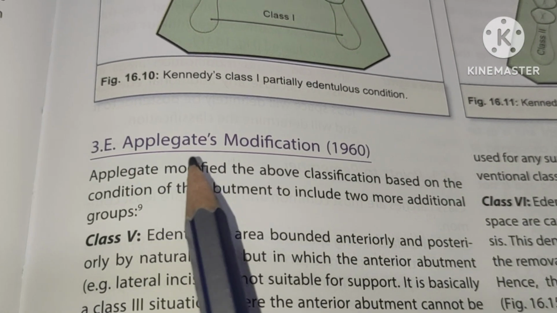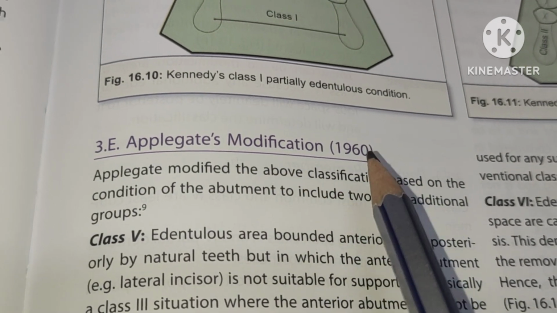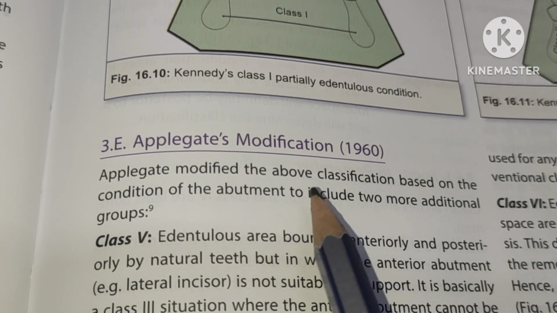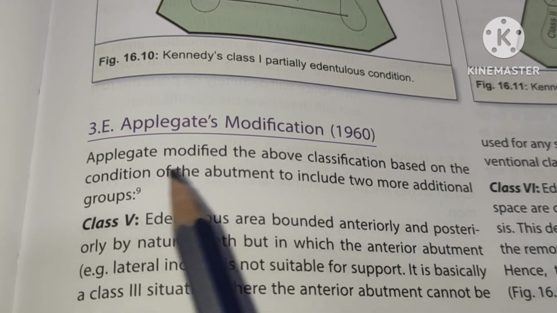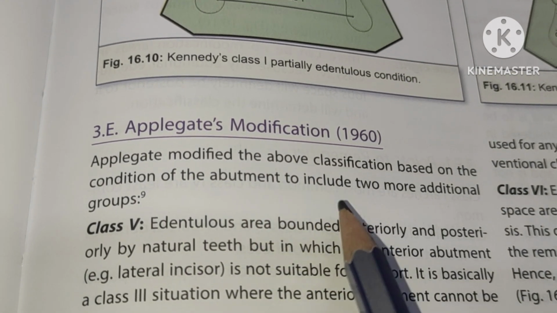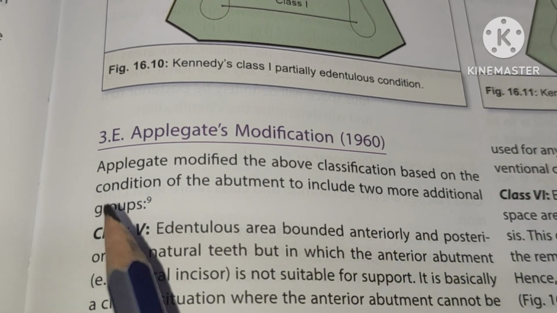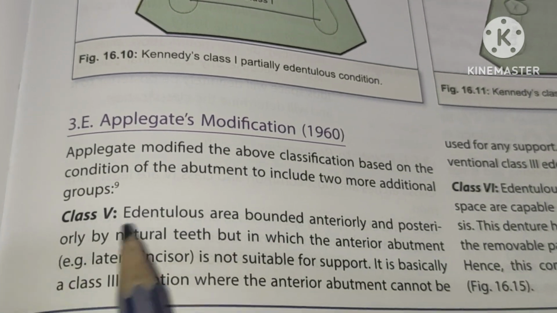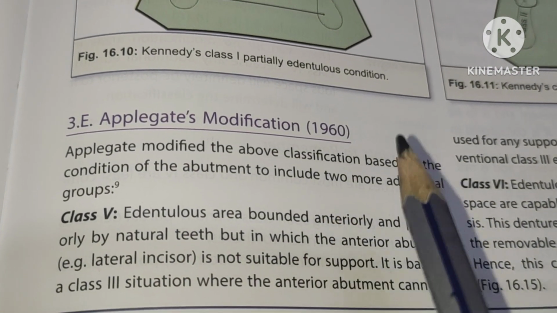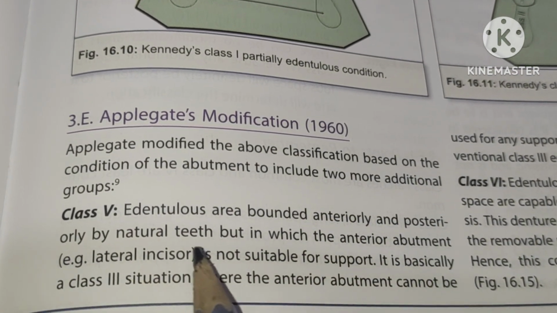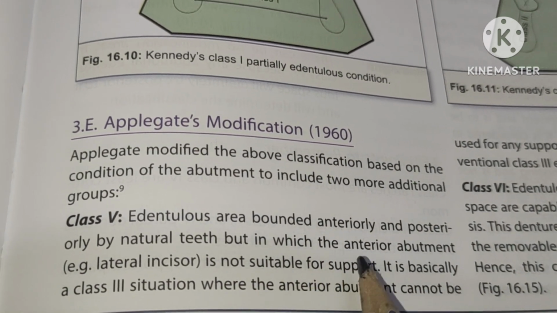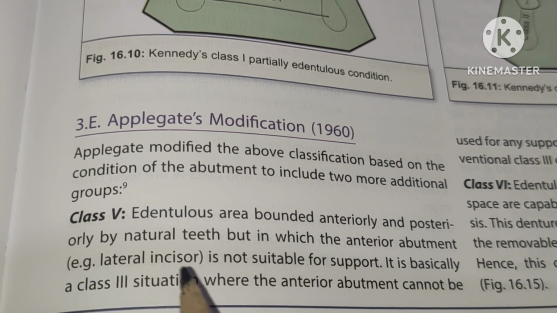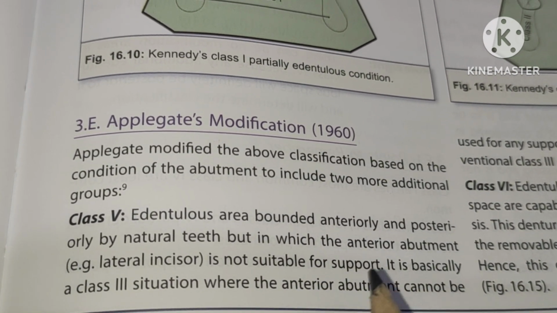Now the next is Applegate's modification in the year 1960. Applegate modified the above Kennedy's classification, based on the condition of the abutment, to include two more additional groups. That is class 5 and class 6. In class 5, the edentulous area is bounded anteriorly and posteriorly by the natural teeth, but the anterior abutment, for example the lateral incisor, is not suitable for support.